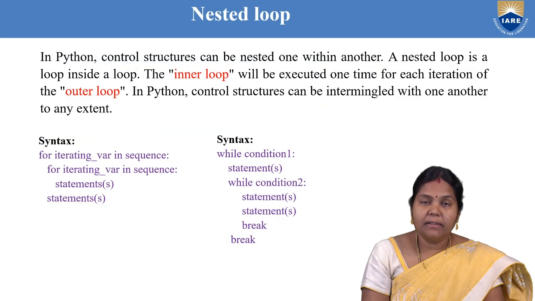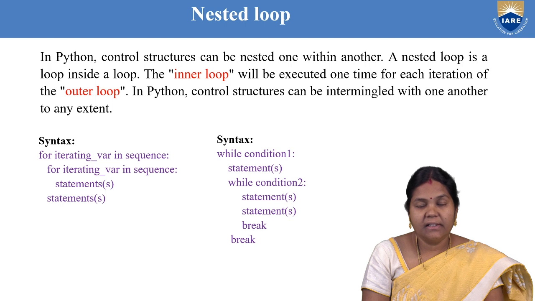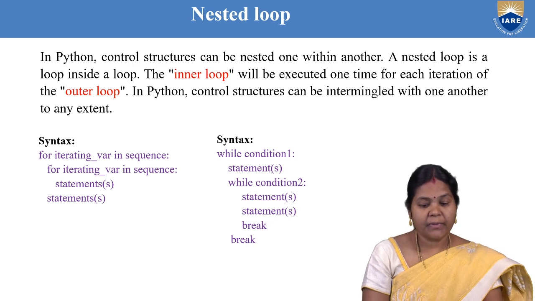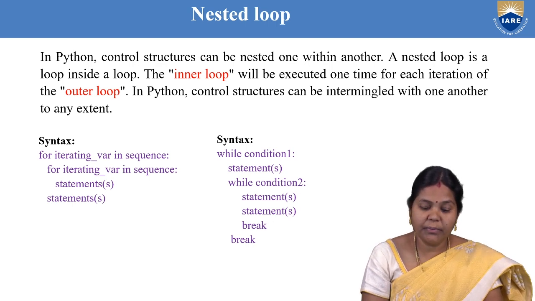Similarly, in Python, control structures can be nested. Nested in the sense one loop can be nested inside the other. That means you can write a for loop inside a while loop or vice versa, or for within for, while within while, or for within while and while within for. In any way, you can do the nesting up to any level. There is no restriction on that. So a nested loop is simply a loop within a loop.